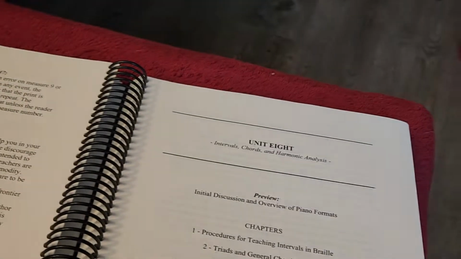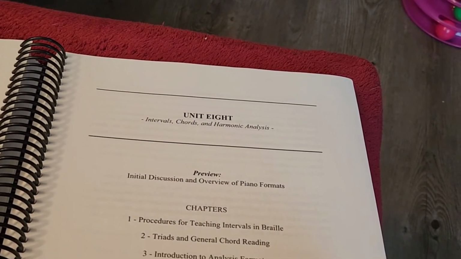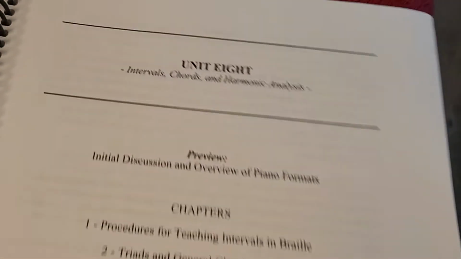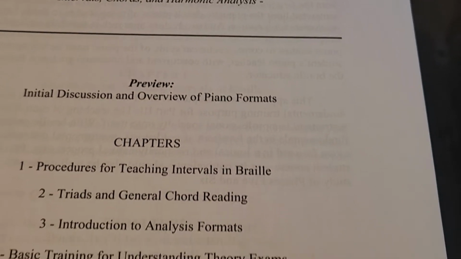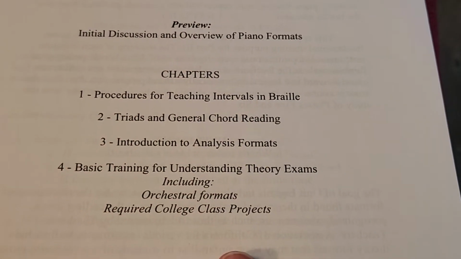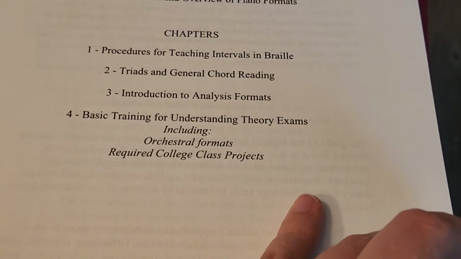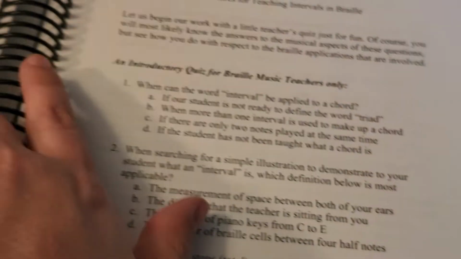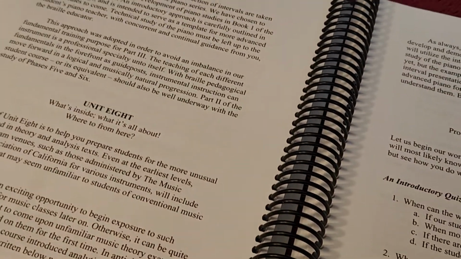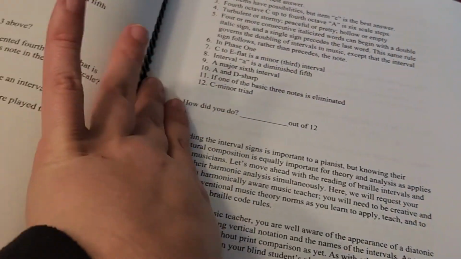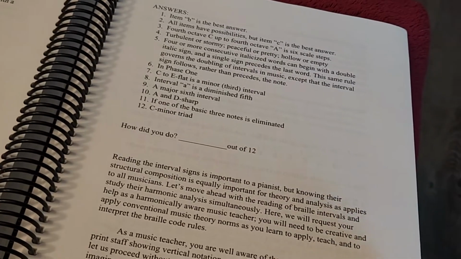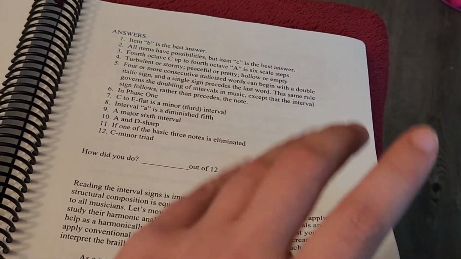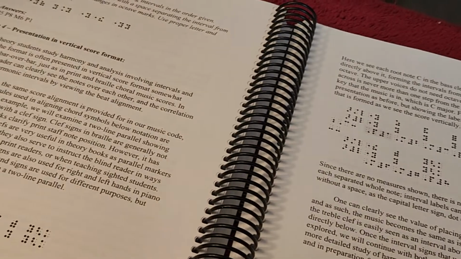Then Unit 8. What does Unit 8 cover? Intervals, chords, harmonic analysis. So this one deals with the music theory aspect, if I'm not mistaken. So there's a lot of reading in here. I'm thinking if this book was put into Braille, it would be like 10 volumes. I kid you not.